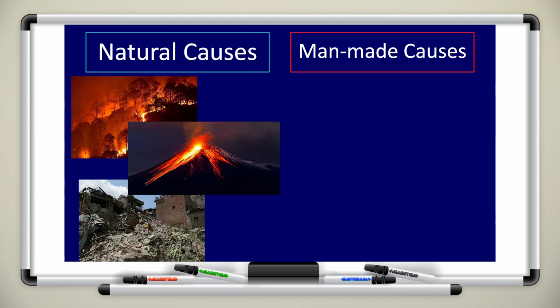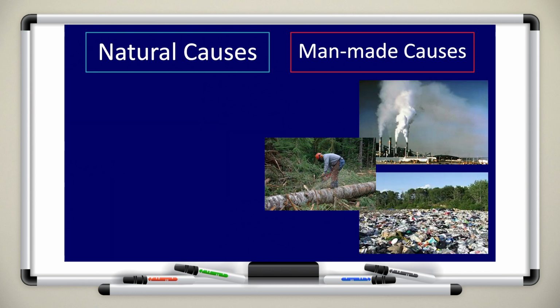Now, there are 2 causes. We have natural causes, such as the ones you see in the photos here. Anything from nature, volcanoes, earthquakes, flooding. And there are man-made causes, such as the ones you see in the picture here. Anything related to what humans cause of effects to the environment.